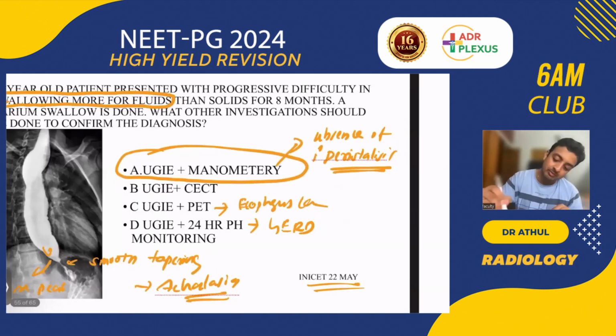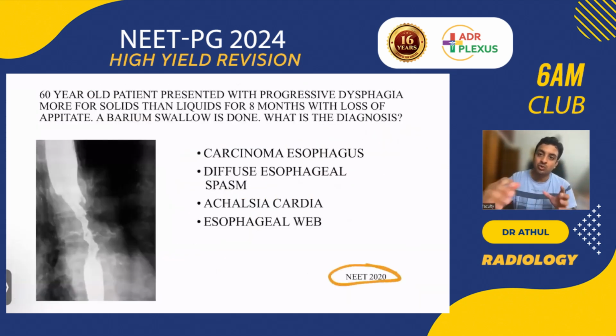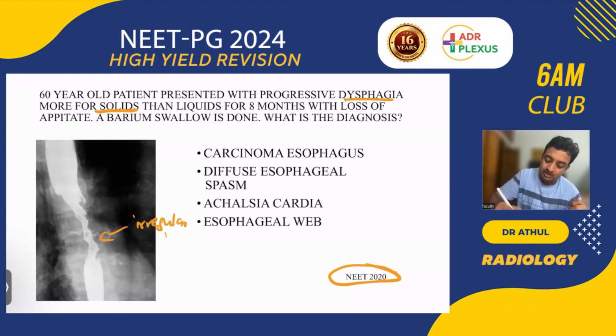A 60-year-old patient, this was a question in NEET 2020. All these questions will be coming hand in hand, so you have to understand these barium studies. Progressive dysphagia is there, more for solids. The history itself tells you. And if you see the narrowing, it is very irregular. You are seeing an irregular rat tail like narrowing.